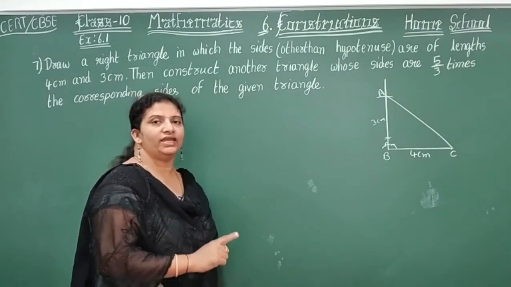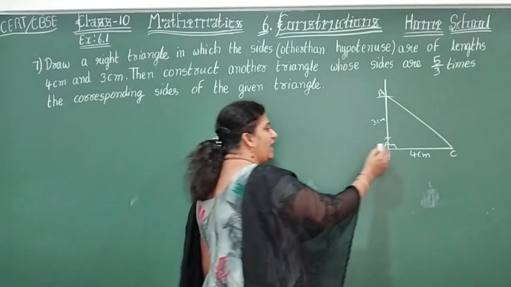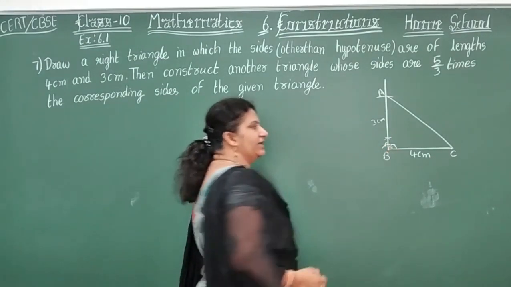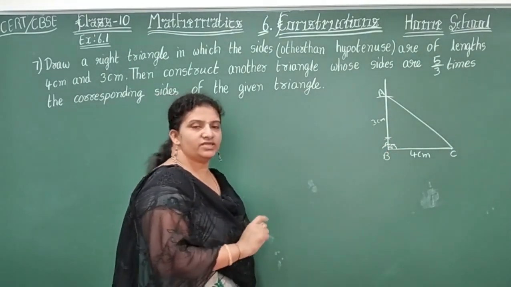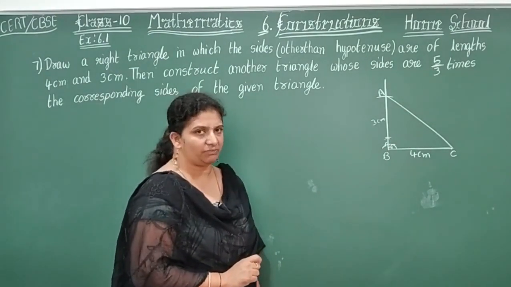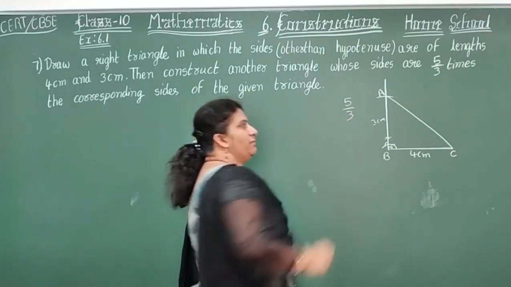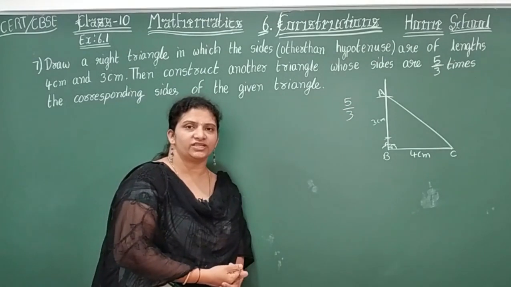So now we need to draw a similar triangle for this right triangle. Right angled. This is 90 degrees. Okay. So for this triangle, you have to draw one more similar triangle of ratio 5:3. So, 5 by 3. Which type of fraction is it?